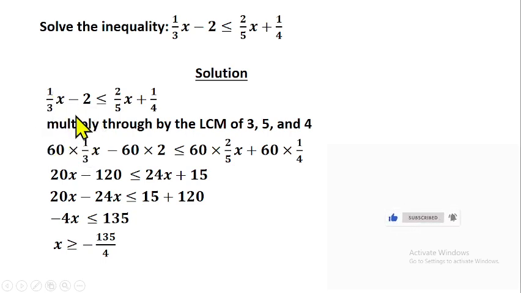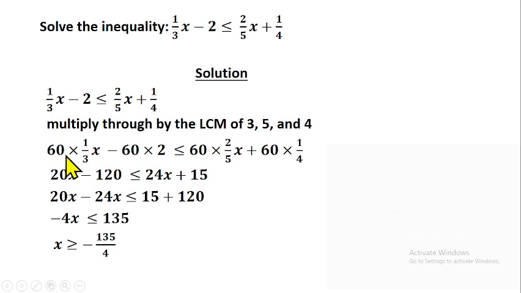Now we're having the first one, then minus 60 times 2 less than or equals to 60 times 2 over 5x. I'm multiplying this one by 60, plus 60 multiplied by 1 over 4. Like this, we have been able to multiply through by 60. And you know where we get the 60? 60 is the LCM of the denominators of the fractions 3, 5, and 4.